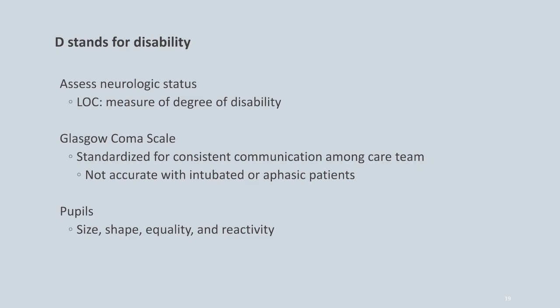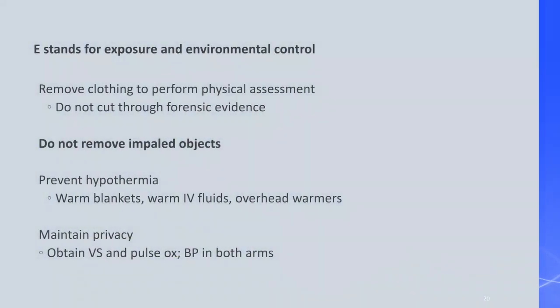D stands for disability, and so we're checking for that neurologic status, any measure of disability there with their level of consciousness. We can do that by using the Glasgow Coma Scale. It's standardized for consistent communication among the care team. It's not accurate with intubated patients or aphasic patients at baseline. We're also checking their pupils, the size, shape, equality, and reactivity.